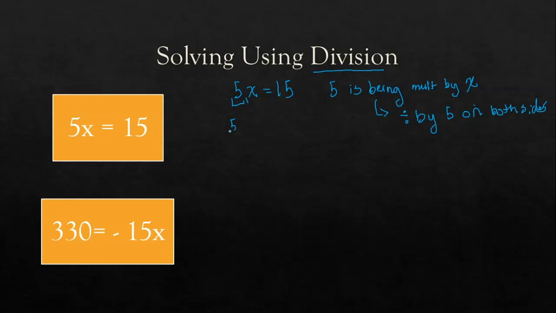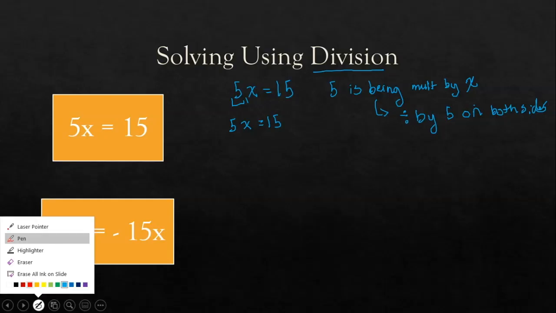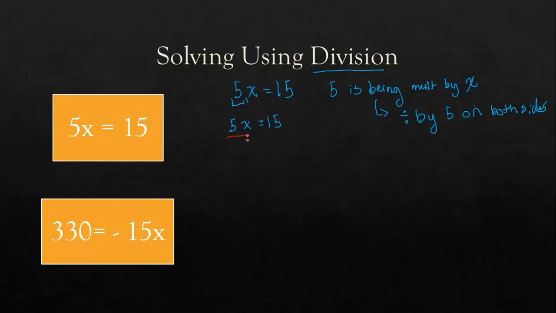So what does this look like? I'm going to rewrite it here. I'm going to switch to a different color here. We're going to divide by 5 on this side and divide by 5 on this side. So we have to do it to both sides. So remember, that is a really important thing to just keep in mind.